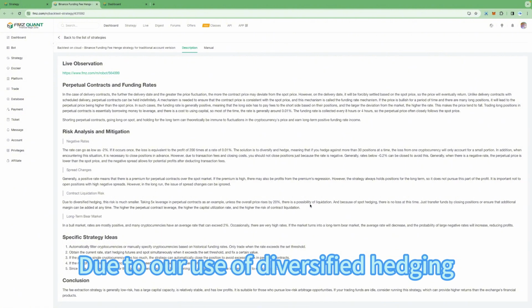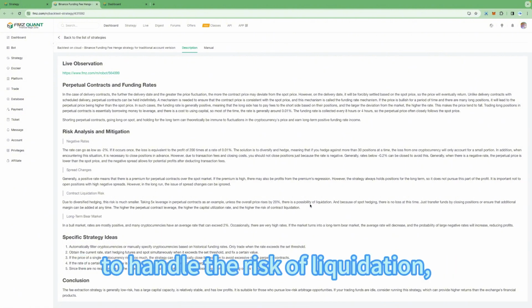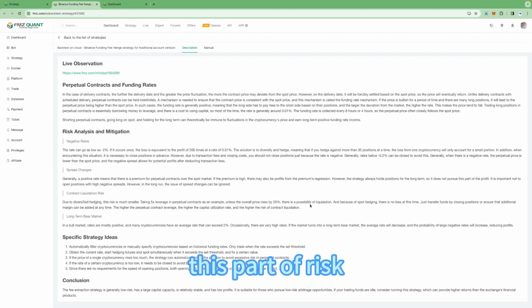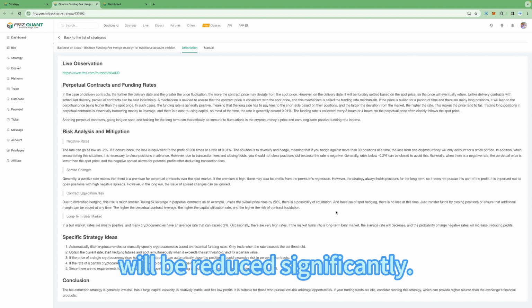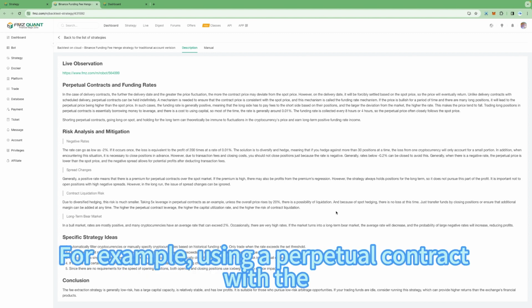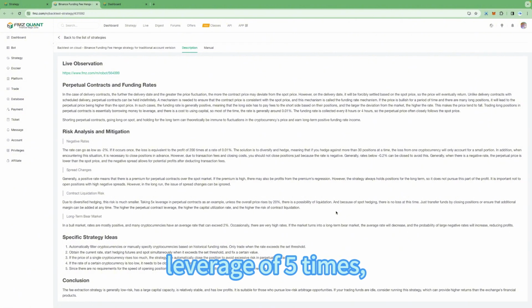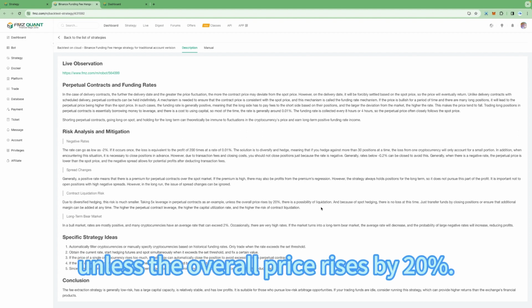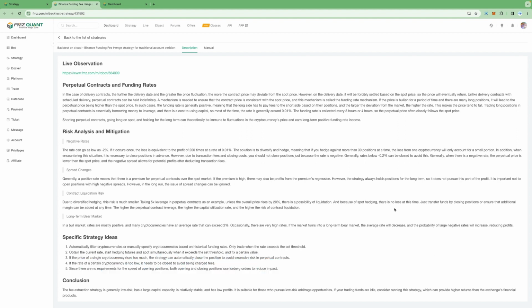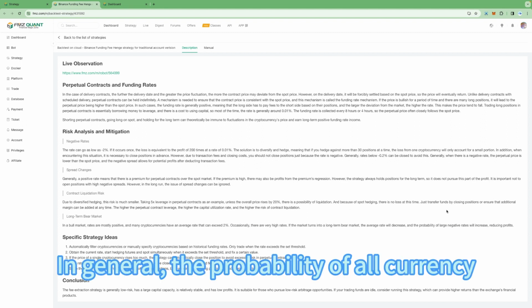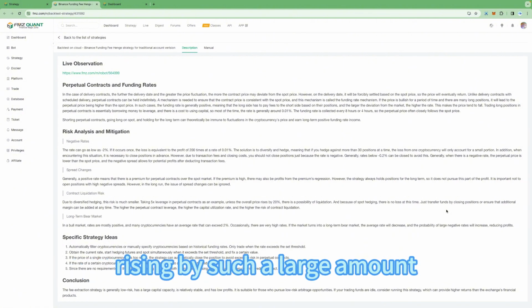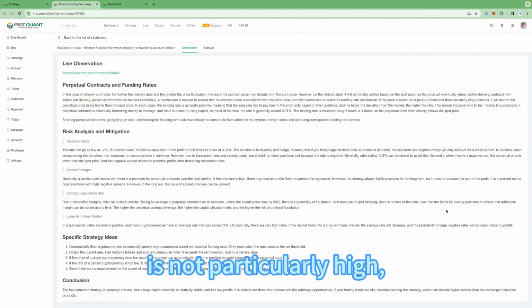Due to our use of diversified hedging to handle the risk of liquidation, this part of risk will be reduced significantly. For example, using a perpetual contract with a leverage of 5 times, there is a possibility of such a liquidation unless the overall price rises by 20%. In general, the probability of all currencies rising by such a large amount is not particularly high.